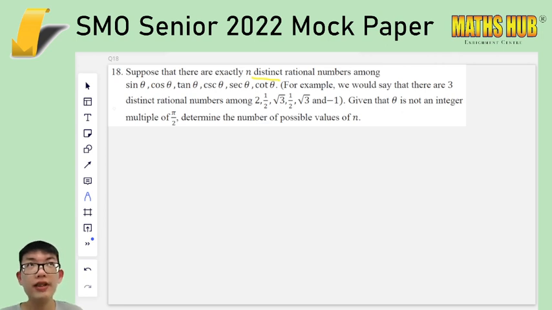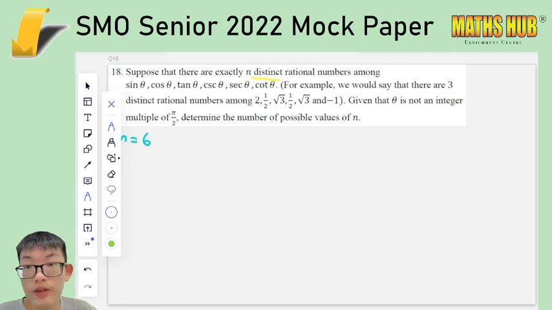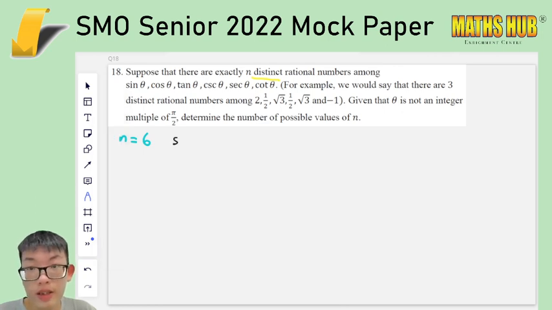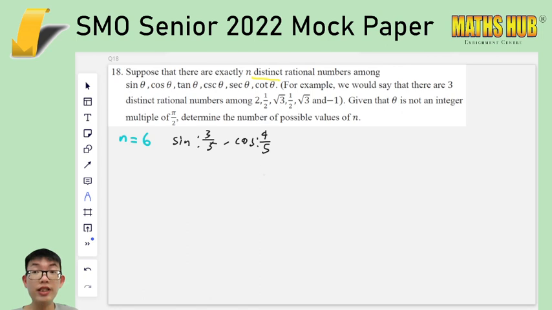So let's try this out. Now, it's quite obvious, as I said, that you can make n equals 6. So all of them rational. For example, you can just let sine theta be 3/5 and cosine be 4/5 in the usual 3-4-5 triangle ratios. Then all the rest of them are going to be just fractions of these, and in a 3-4-5 triangle, all of these are going to be just different ratios of sine, so they are definitely all going to be different. So this would give you 6.